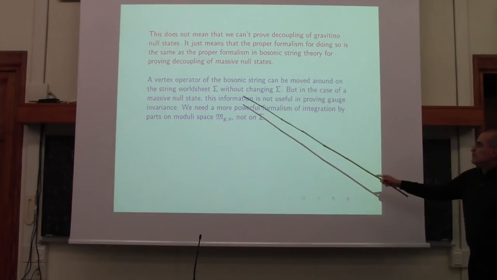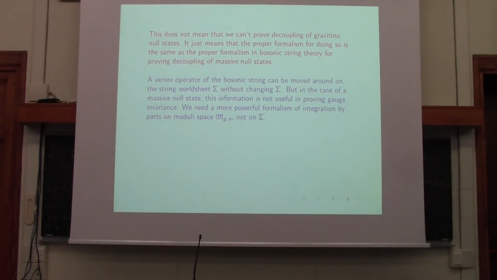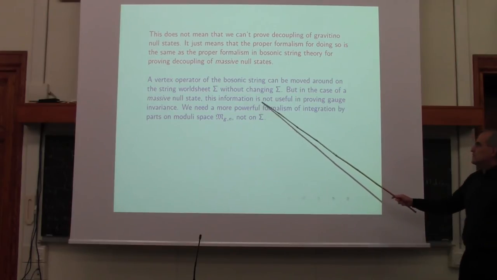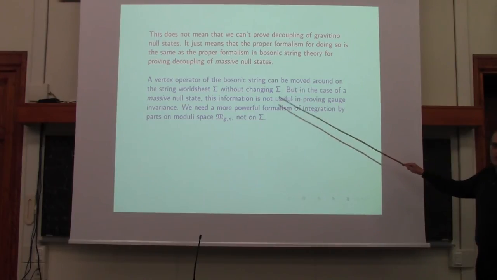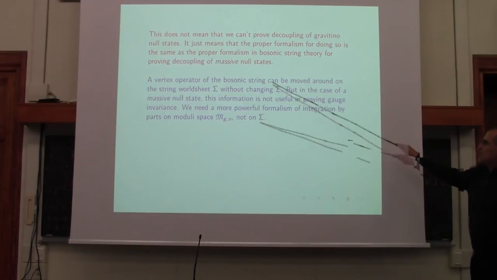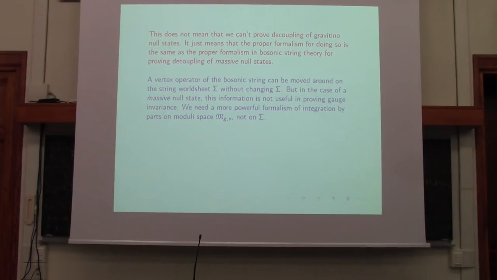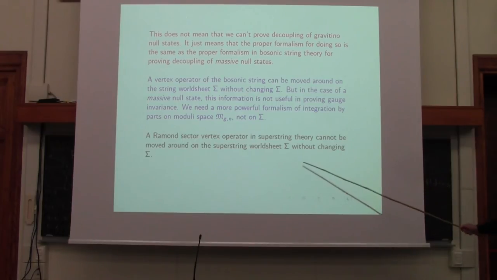A vertex operator can be moved around the world sheet without changing Sigma. In the case of a massive null state, that's a true fact, but it doesn't help. We need a more powerful formalism of integration by parts on the moduli space, not on the world sheet. So I now make the parallel statements for superstring theory. I think I will again have three sentences. The last sentence will be the same, but the first couple of sentences are different. So this sentence is different from this one. A Ramond vertex operator in superstring theory cannot be moved around on the superstring world sheet without changing Sigma.